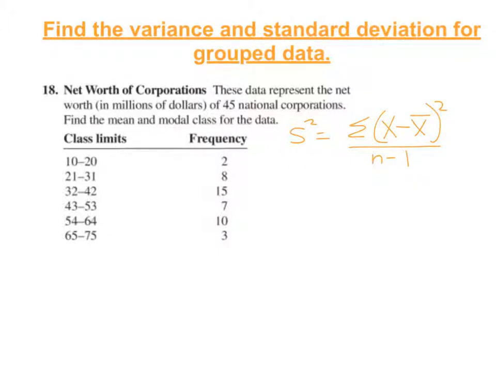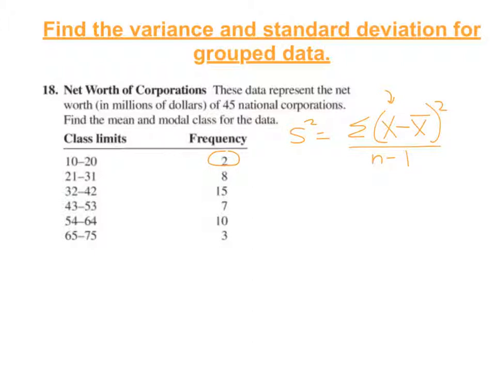Now, when you get grouped data like this, some genius figured out an easier way to do it. Because if I did it this way, I'd have to figure out all the midpoints, then figure out the mean, and I'd have to do midpoint minus mean squared twice, because there's 2 of that for that one, and then do it 8 times, and then 15 times, and 7 times, and 10 times, and 3 times. It'll be a lot of computations to do this by hand.